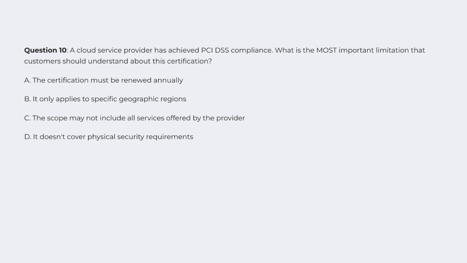Question 10. A cloud service provider has achieved PCI DSS compliance. What is the most important limitation that customers should understand about this certification? A. The certification must be renewed annually. B. It only applies to specific geographic regions. C. The scope may not include all services offered by the provider. D. It doesn't cover physical security requirements.